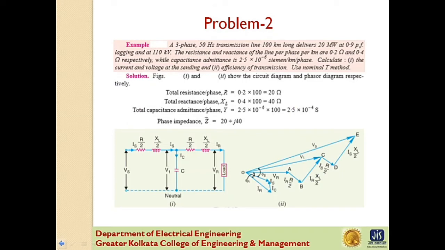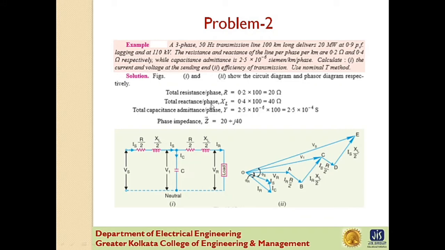Here is another problem. A 3-phase 50 Hz transmission line 100 km long delivers 20 megawatt at 0.9 power factor lagging and at 110 kV. The resistance and reactance of the line per phase per kilometer are 0.2 ohm and 0.4 ohm respectively, while the capacitive admittance is 2.5 into 10 to the power minus 6 Siemens per kilometer per phase. Calculate the current, voltage at the sending end, and transmission efficiency.